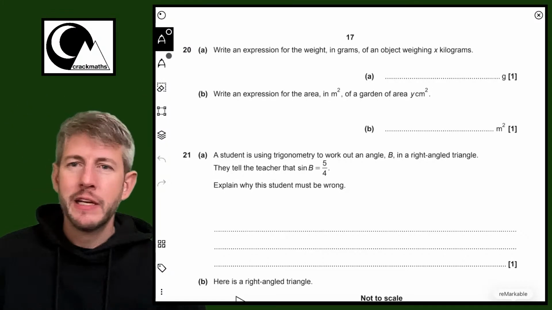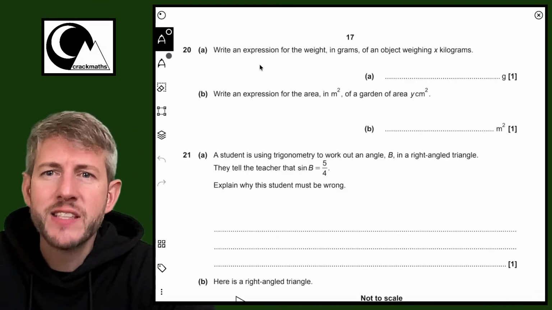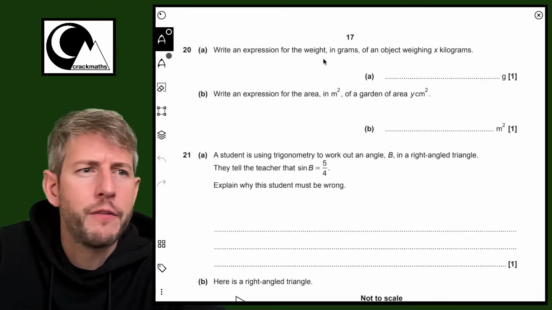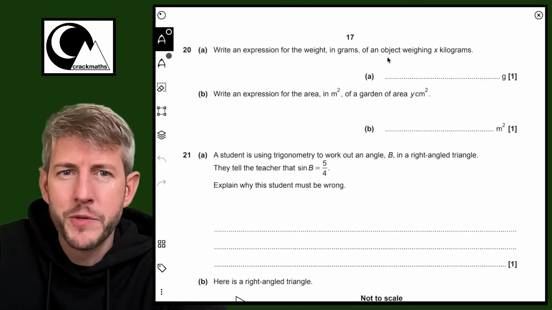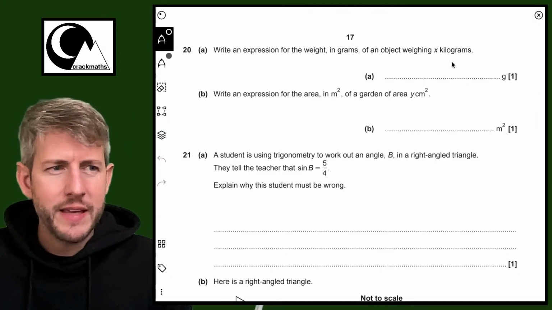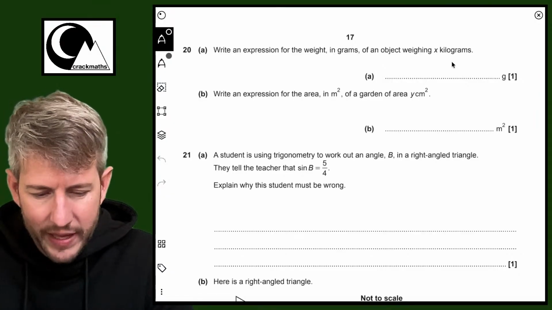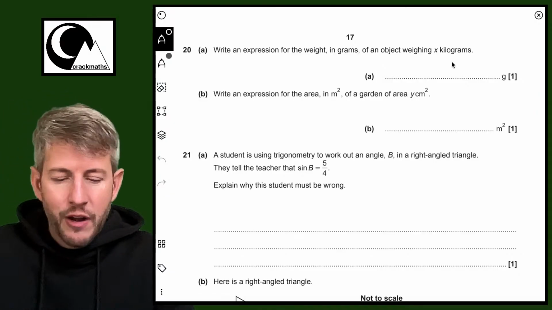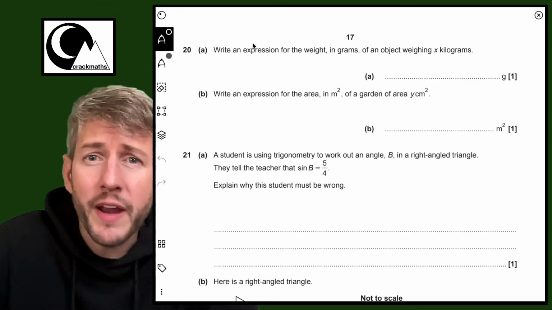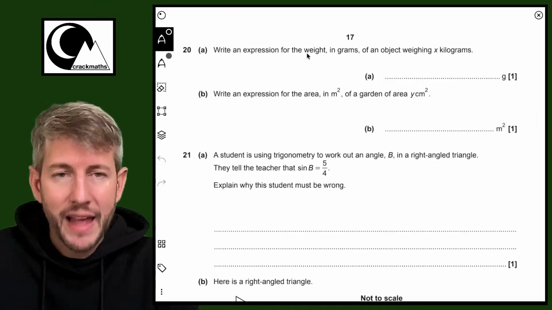Right, okay. Let's have a look at these questions here. And this one says, write an expression for the weight of an object weighing X kilograms. Okay, so that is going to be the weight in grams of an object weighing X kilograms. Sorry. Write an expression for the weight in grams of an object weighing X kilograms.